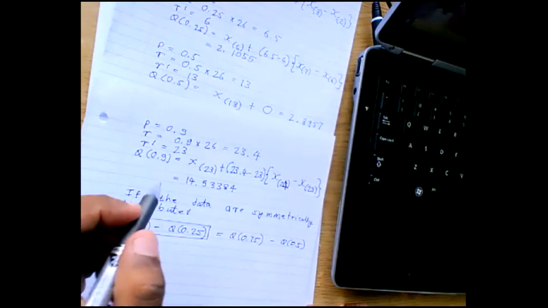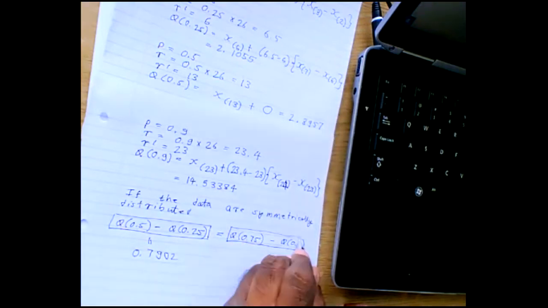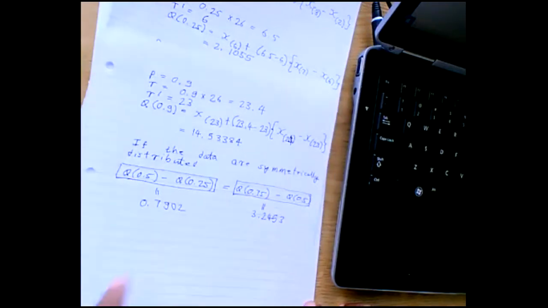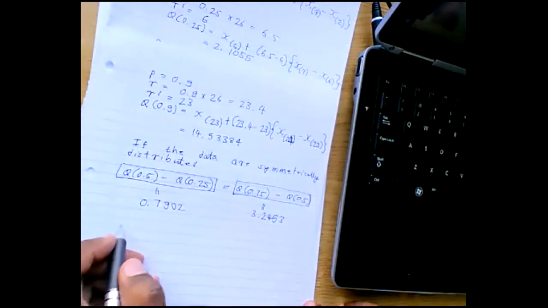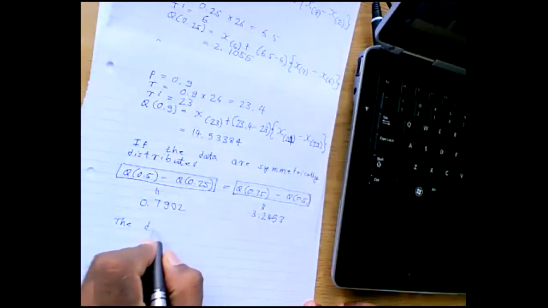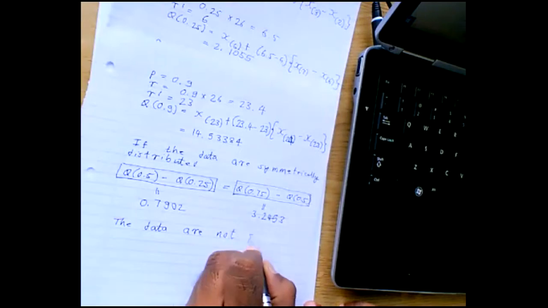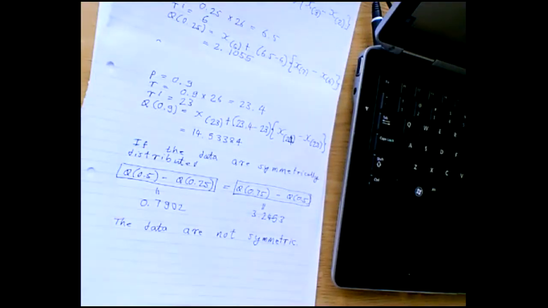For the data that we just looked at, this is equal to 0.7902, and this is equal to 3.2453. And these two values are clearly not even close to being equal, right? So the conclusion is that the data are not symmetric. All right. So that completes question 1.